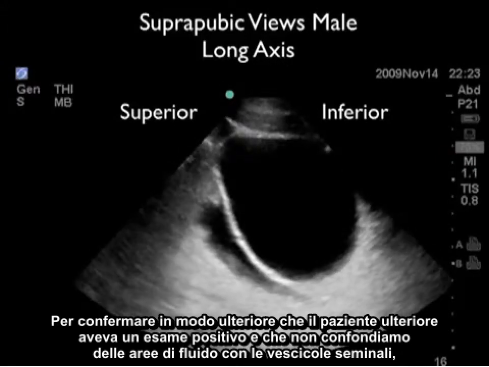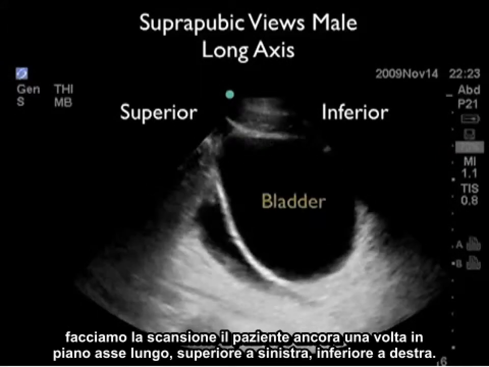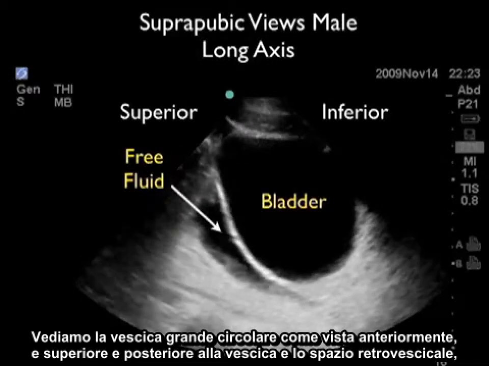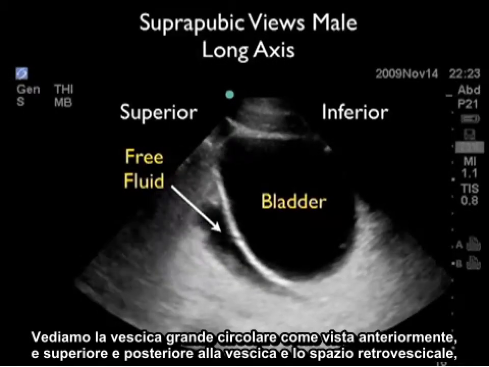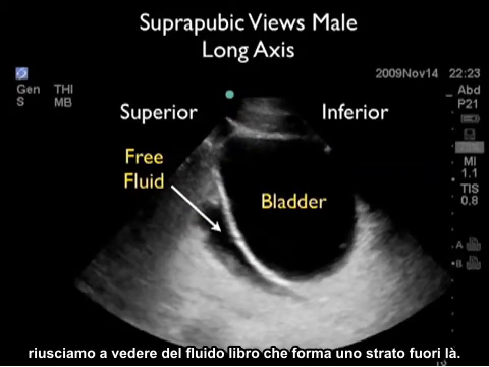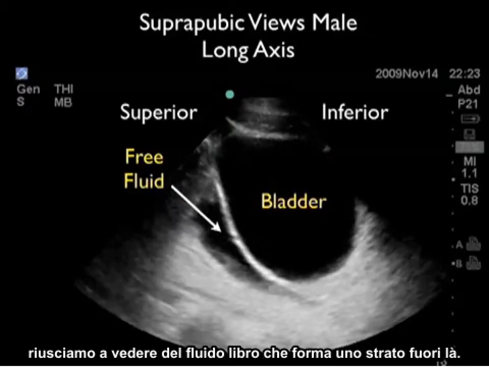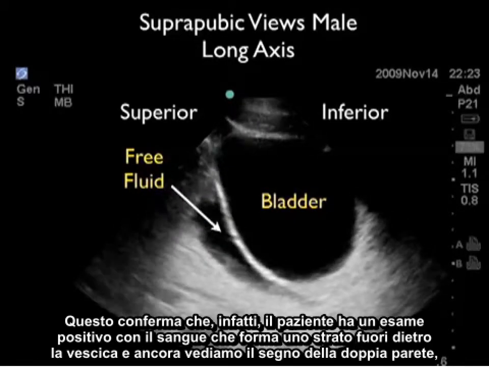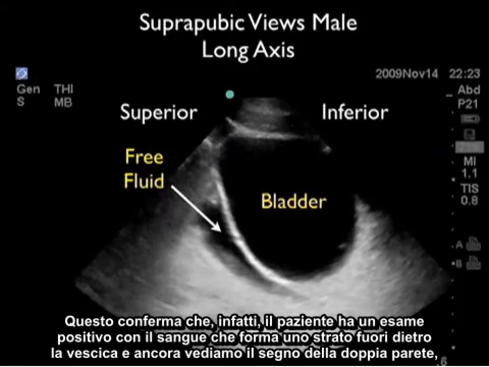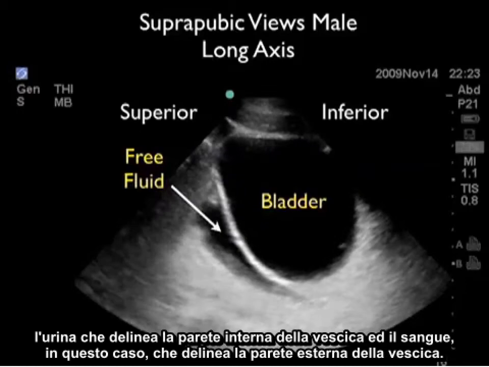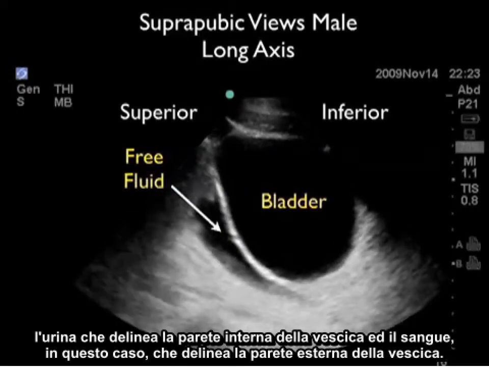To further confirm that the last patient had a positive exam and that we're not mistaking the areas of fluid as seminal vesicles, we'll rescan the patient in the long axis plane, superior to the left, inferior to the right. We see the large circular bladder as seen anteriorly, and superior and posterior to the bladder in the retrovesical space, we can see free fluid layering out there. This confirms that indeed the patient has a positive exam with blood layering out behind the bladder, and again we see the double wall sign, urine outlining the inner wall of the bladder, and blood in this case outlining the outer wall of the bladder.